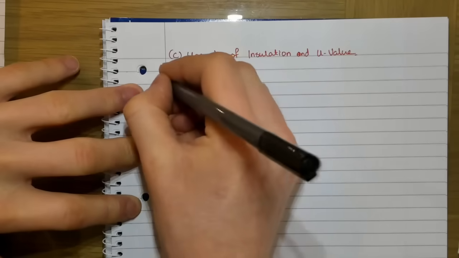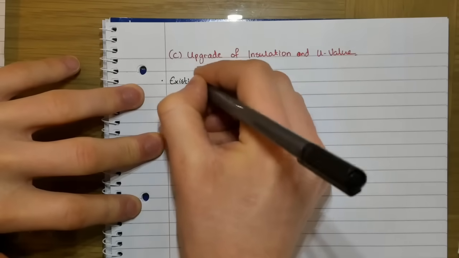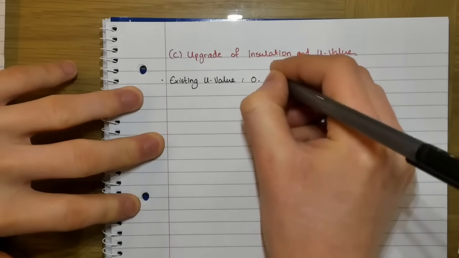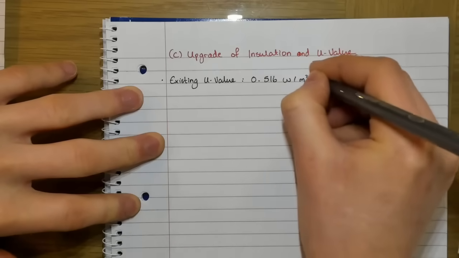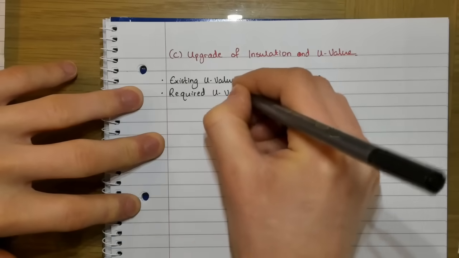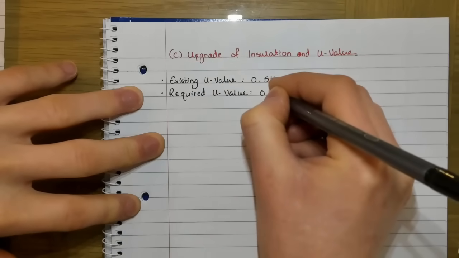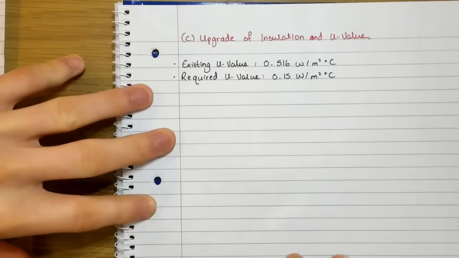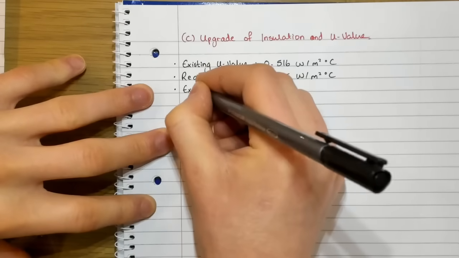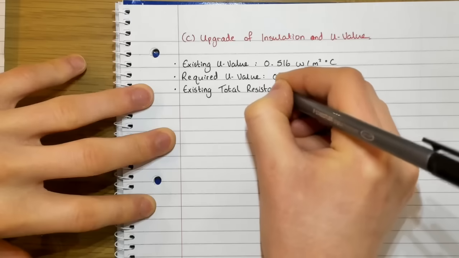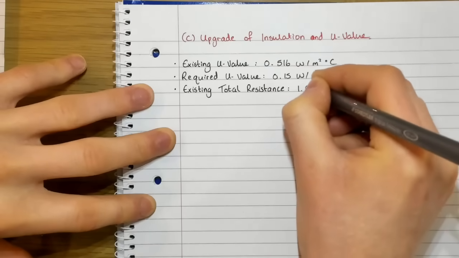For part C, what we essentially have to do is figure out the thickness of insulation that we would have to add to this wall in order to improve the U value to get it to a U value of 0.15. We know our existing U value, it's 0.516. We know our required U value, it's 0.15. Now, what we need to do here first is to find out what resistance we are missing.